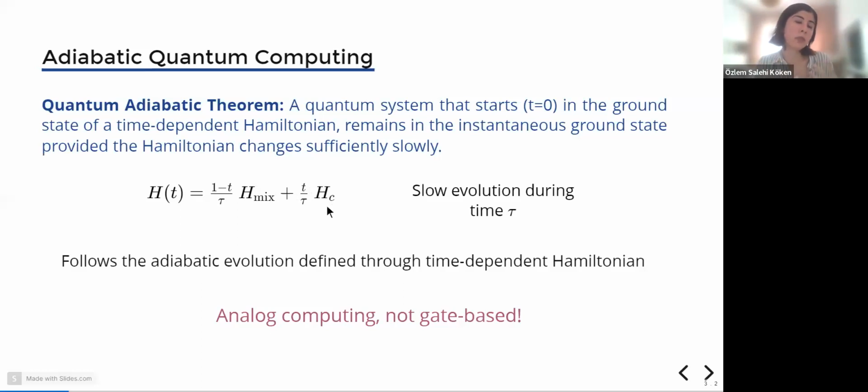Now, how can you use this for computation? Suppose that Hc is some Hamiltonian whose ground state is not known. Then using this scheme, you can obtain the ground state of Hc. And this is used in optimization, for instance, quantum annealing also relies on this. You design Hc so that its ground state corresponds to the optimal solution of your problem. But we will see this later on.